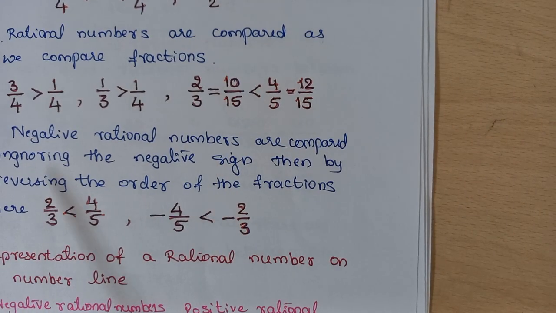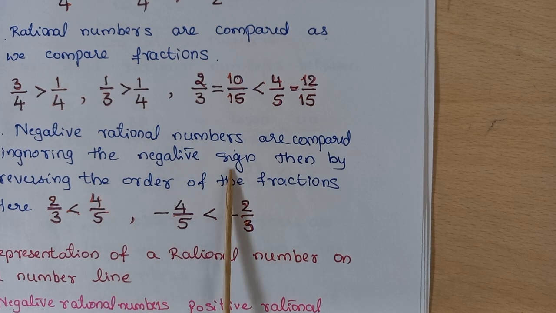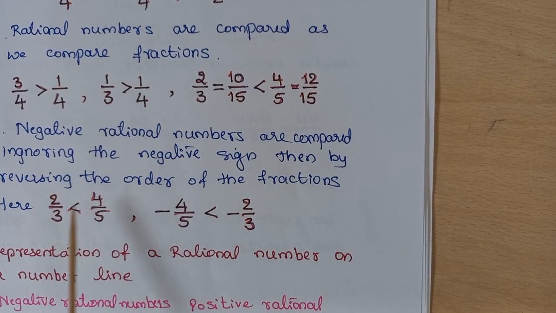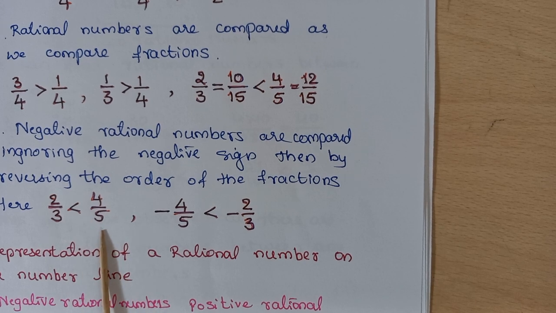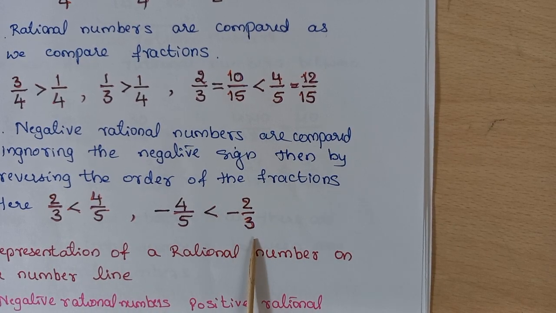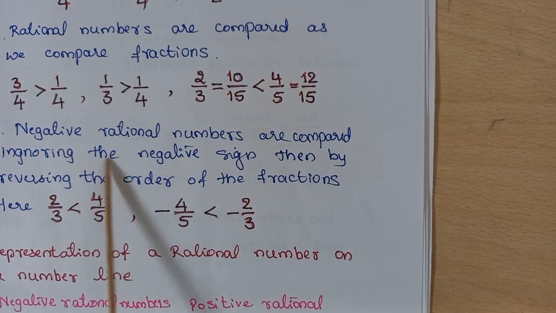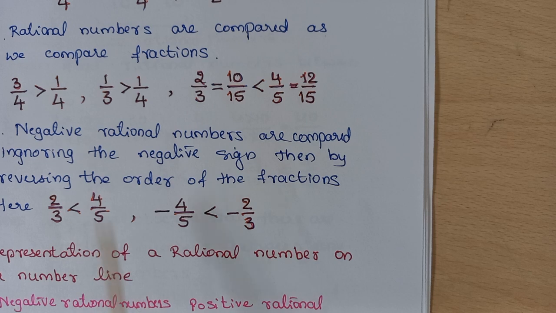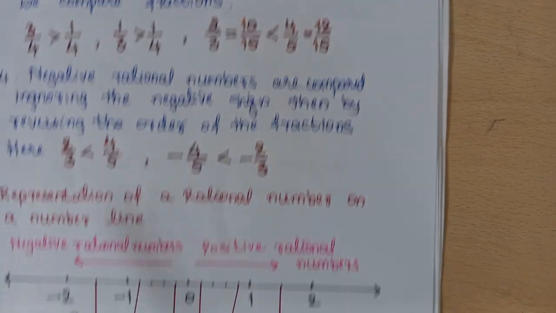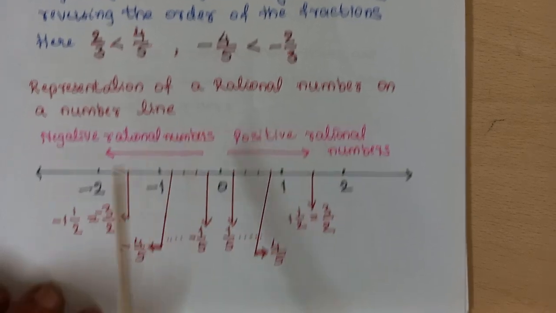Negative rational numbers are compared ignoring the negative sign, then by reversing the order of the fractions. Here 2 by 3 is less than 4 by 5, but minus 4 by 5 is less than minus 2 by 3. Here, if the negative sign is assigned to the rational number, then that will be smaller than the other number.